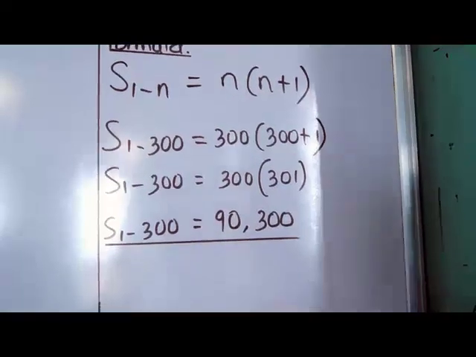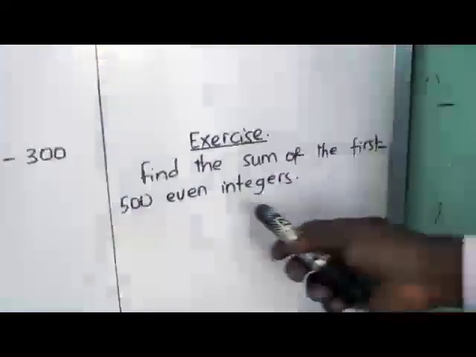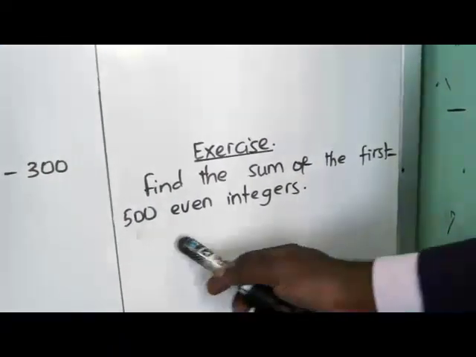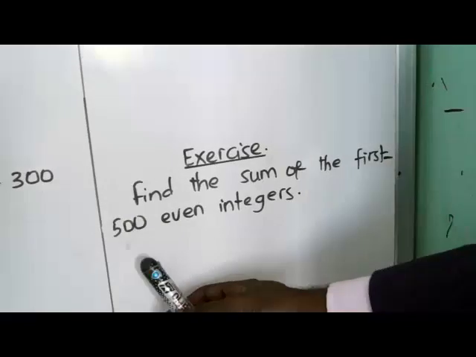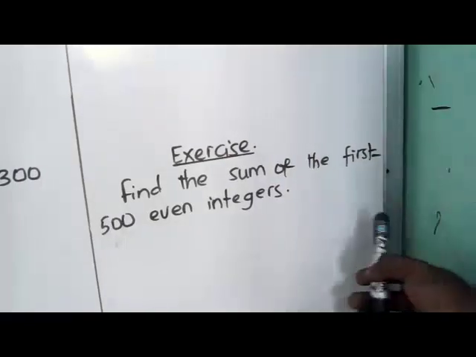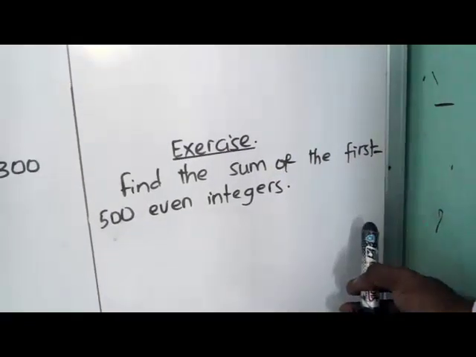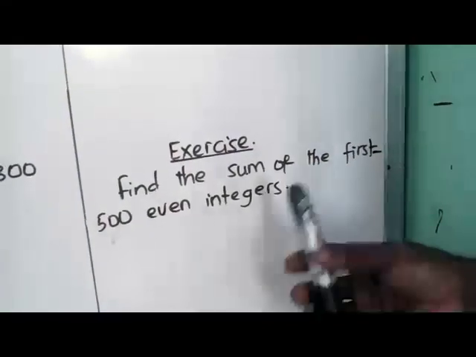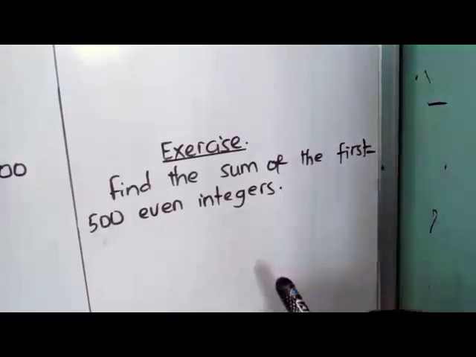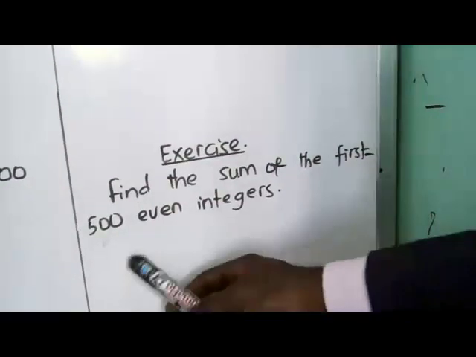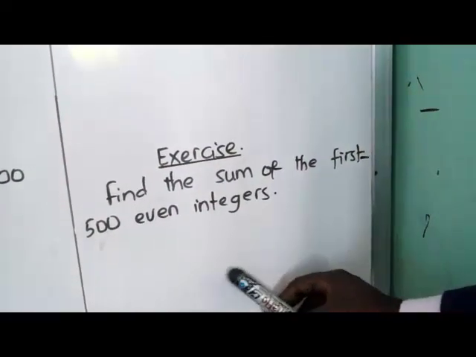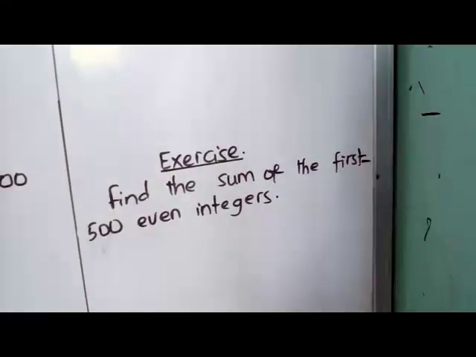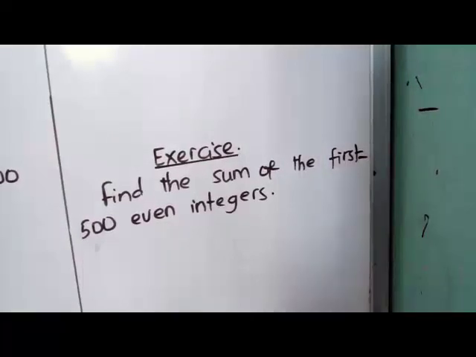Now, you have an exercise to do by yourself. The exercise says you should find the sum of the first 500 even integers. You already have the formula, so there is no need for you to list even integers from 2 to a particular number that will make up a total of 500 even integers. That will be a long way before you can find your final answer. But you can just make use of the formula. S of n is equal to n into n plus 1. With that formula, you can get the sum of the first 500 even integers.